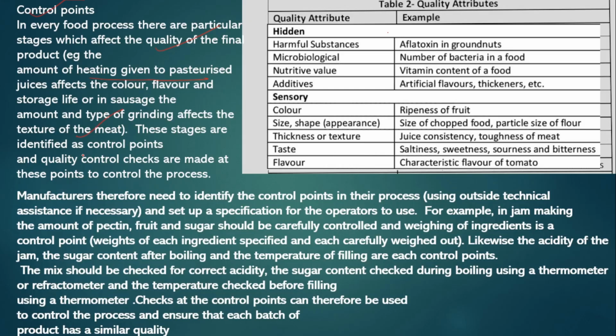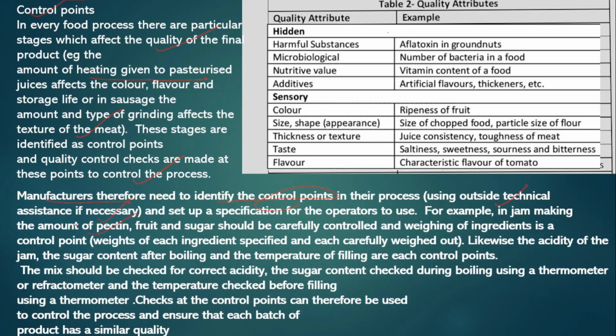These stages are identified as the control points, and quality control checks are made at these points to control the process. Manufacturers therefore need to identify the control points in their process, using outside technical assistance if necessary, and set up a specification for the operators to use.